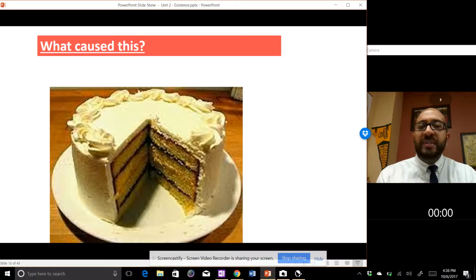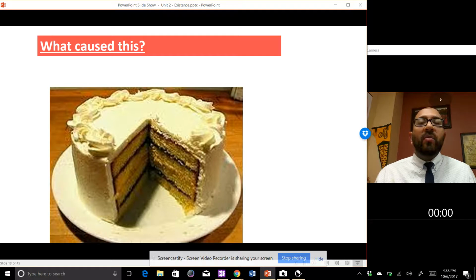Ingredients, individual ingredients cause the cake to exist. A recipe that puts ingredients together causes a cake to exist. The person who baked the cake caused it to exist. Or the desire for someone to eat cake, right? Maybe the person who made it is the chef, but the only reason he made it is because someone had ordered a birthday cake. So all of those four things are very particular causes for why the cake exists, right? This comes from a man named Aristotle who broke down these four causes.